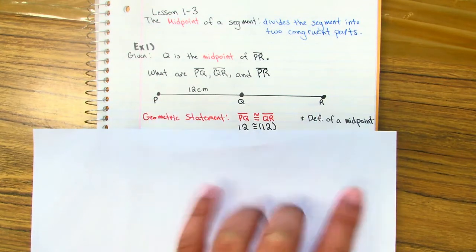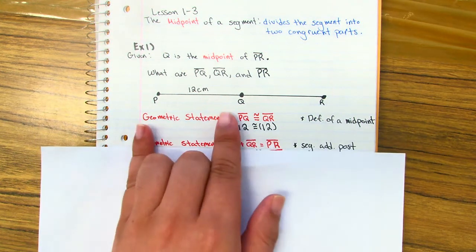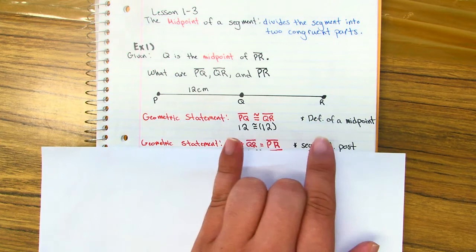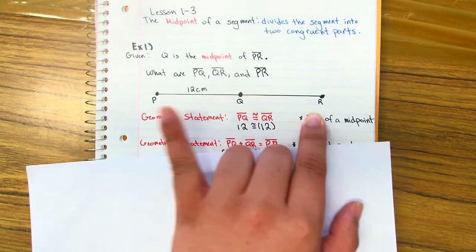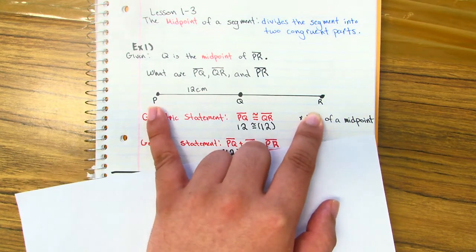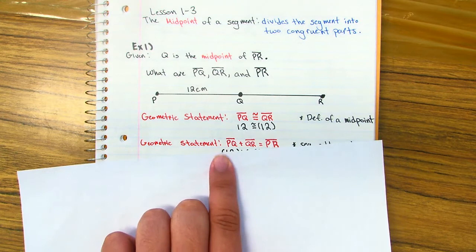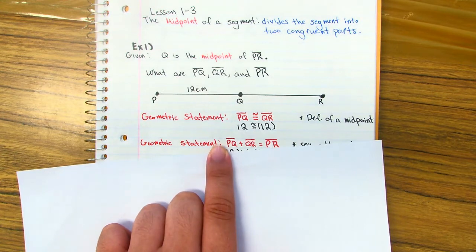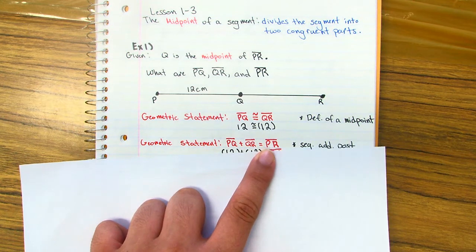Okay, this is the statement here. You know that we're going to add the values of PQ and QR, and we add them together to equal the value of PR, okay? Which is basically the same as saying, if we add the one half and the other half, it will equal the total segment, which is also known as the segment addition postulate, which we learned last week.